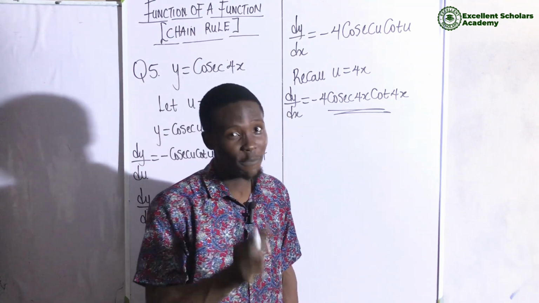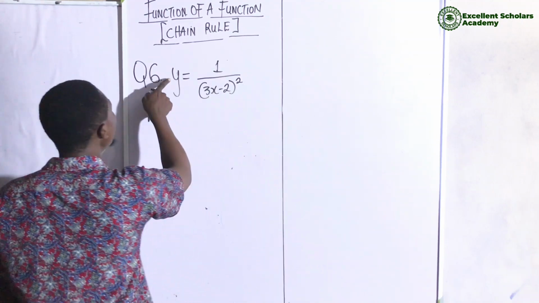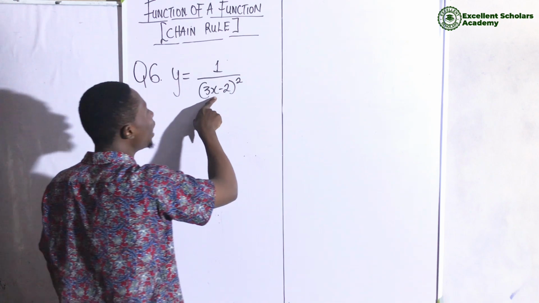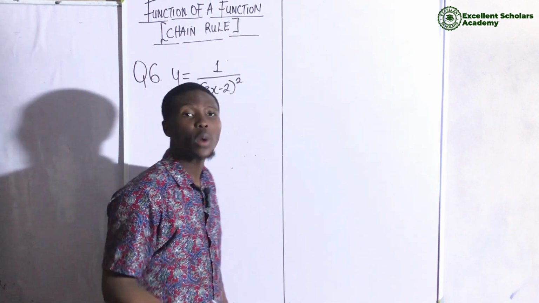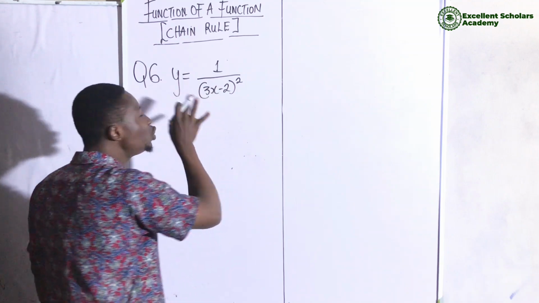Simple. y equals 1 over (3x minus 2) all to the power of 2. Okay, so now how do we differentiate this? Now you have to represent this in the form of indices, because you cannot solve this just like this.